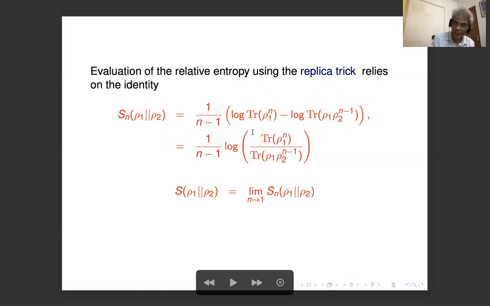So this identity will help us, and we just have to go back to the path integral using this identity, and we'll get a way of evaluating the relative entropy. So relative entropy is basically this quantity, these density matrices taken in the n going to 1 limit. Recall, this one is the same as what we did before, rho 1 to the n, because that was rho 1 log rho 1. And this one is slightly different, which I will explain. So there is one rho 1 and n minus 1 rho 2.